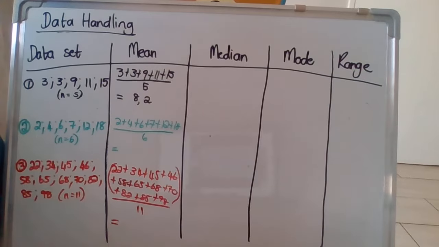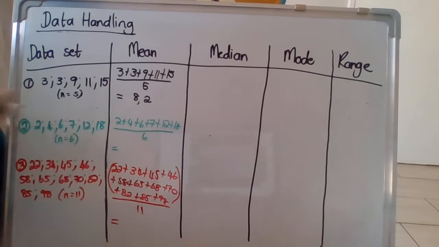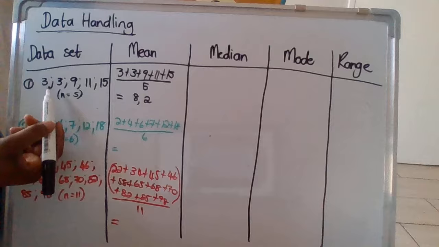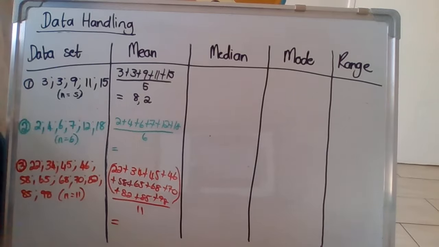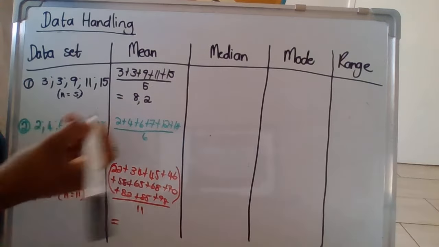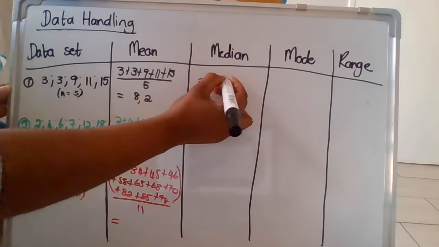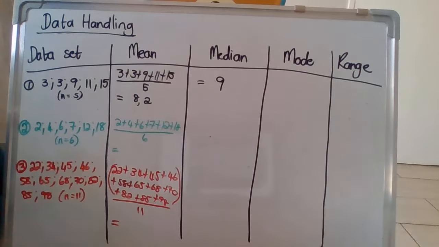So if we look here, on example number 1, the number that's in the middle of the data set is number 9. So this one is fairly easy. My median here is equal to 9.